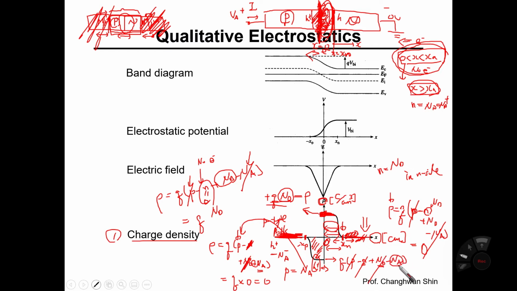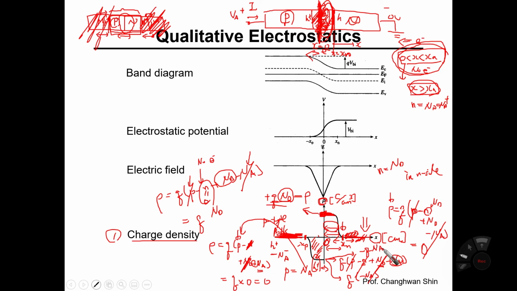So the acceptor is the dominant one. Compare against Na, and Nd is nothing, so you can ignore it. Then this value is Q times minus Na. Now the charge density value is below zero, so this value is minus Q times Na.